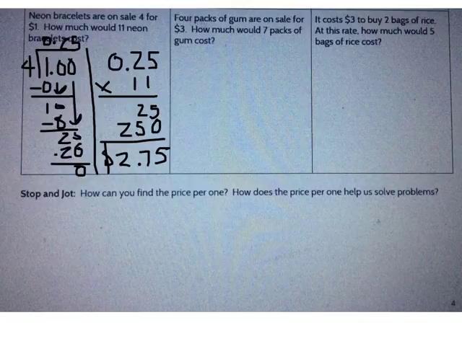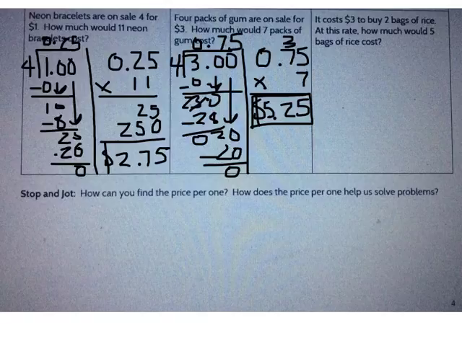Let's try another. 4 packs of gum are on sale for $3. How much would 7 packs of gum cost? Divide to find the price per one, and then multiply to find the cost of 7 packs. Each pack of gum costs 75 cents. 7 packs of gum cost $5.25. Now try one last problem.